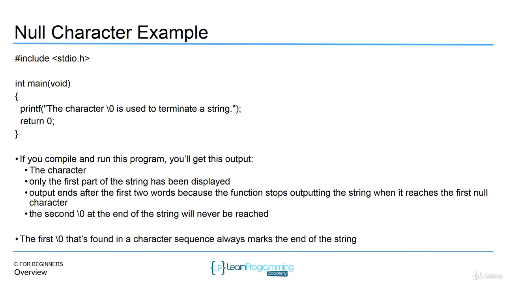Here's an example with the null terminator. We have a printf here, and we say "the character" and then the \0, which terminates a string. So what's going to happen is if you compile and run this program, the output that you're going to get is the first line, "the character", and then the \0 is going to end it, and only the first part of the string is going to be displayed. There's going to be no more output because printf thinks that it's the end of the string. So it just prints out the character. Output is going to end after those first 2 words because the function stops outputting once it reaches the null character.